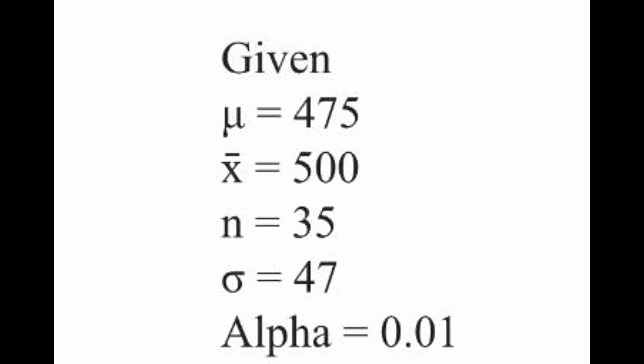Jot down the given. Mu is equal to 475. Sample mean x bar equals 500. Sample size n equals 35. Standard deviation is equal to 47 and the alpha of 0.01.